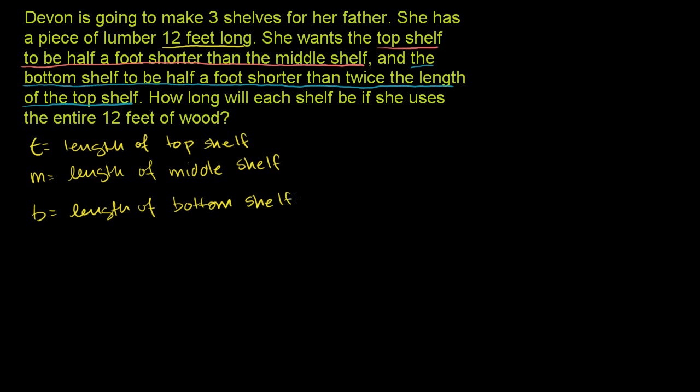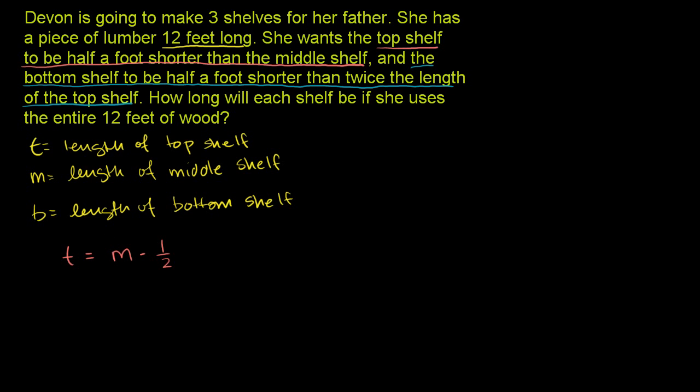So let's see what these different statements tell us. This first statement, she wants the top shelf to be half a foot shorter than the middle shelf. So she wants the length of the top shelf to be equal to half a foot shorter than the middle shelf. If we're doing everything in feet, it's going to be the length of the middle shelf in feet minus 1/2 feet. So that's what that sentence in orange is telling us. The top shelf needs to be half a foot shorter than the length of the middle shelf.